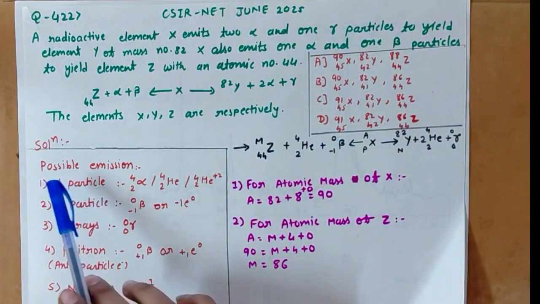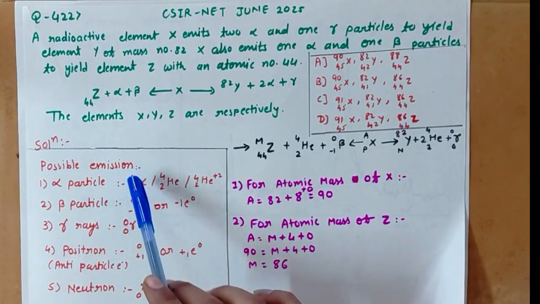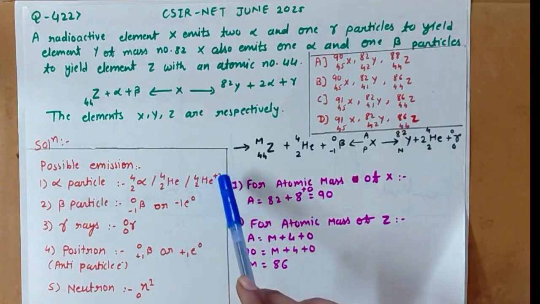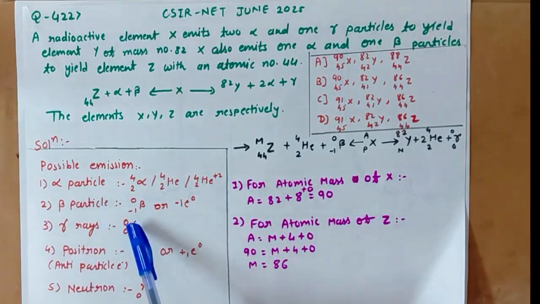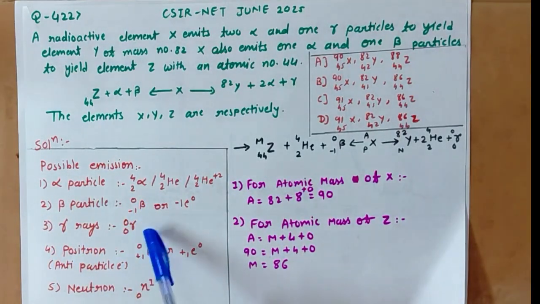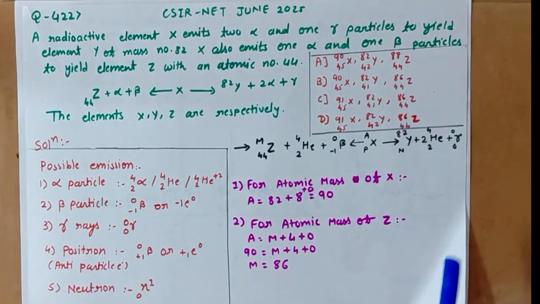Here, for our information, the possible emissions: for alpha particles, it is 2 4 alpha, or 2 4 helium, or helium 2+. For beta particle, it is -1 0 beta. For gamma rays, it is 0 0 gamma. For positron, the antiparticle of the electron, it is +1 0 beta or +1 0 electron. For neutron, it is 0 1.